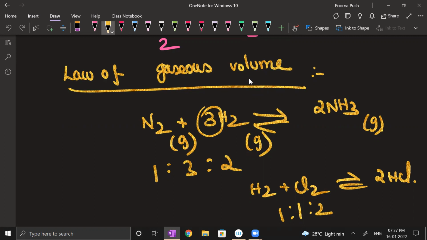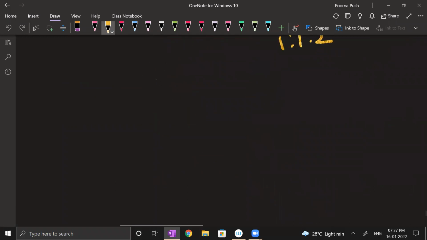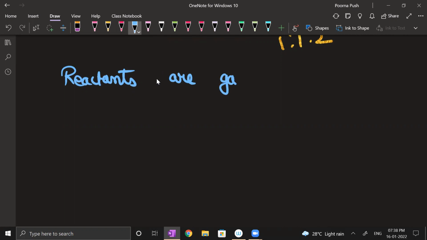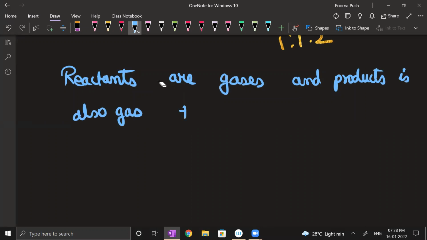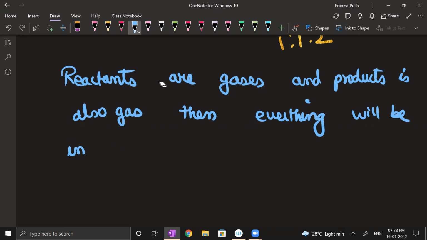Finished? Understood? Say the definition one time, ma'am. Reactants are gases and products are also gas, then everything will be in simple ratio.